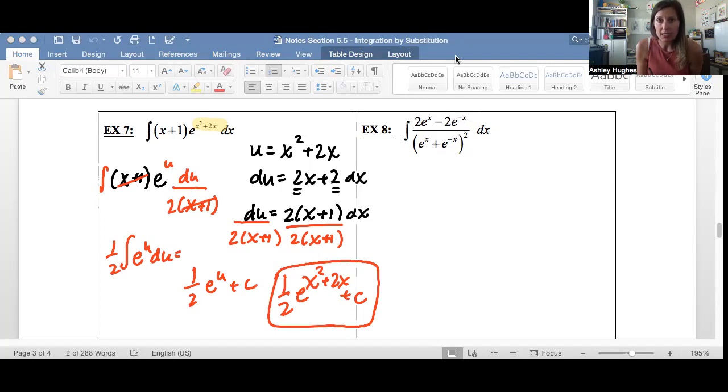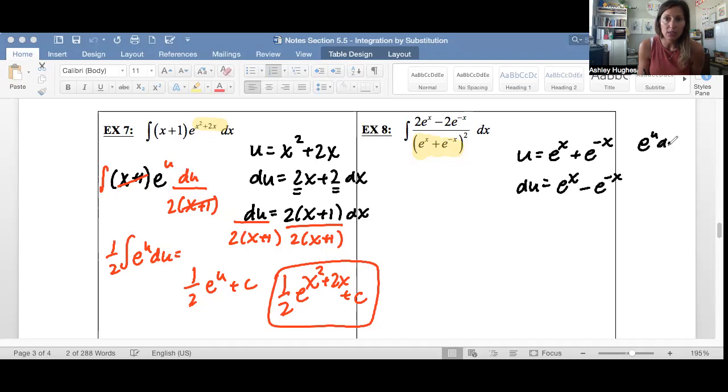This one, I see something raised to a power. And so we're going to try that as our u. And sometimes in calculus, you have to just try one way when it comes to u substitution and see if it works. The derivative of this is e to the x minus e to the negative x, because the derivative of e to the u is e to the u du. So when you multiply by the derivative of this, you get -1 divided by e to the x minus e to the negative x.